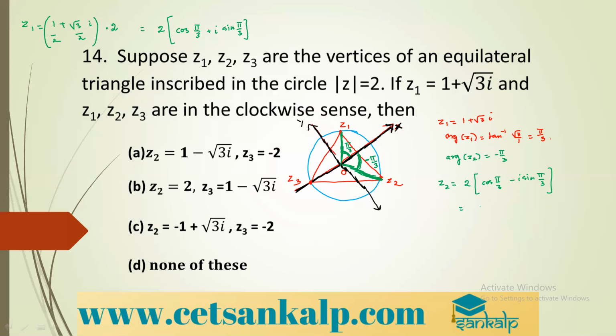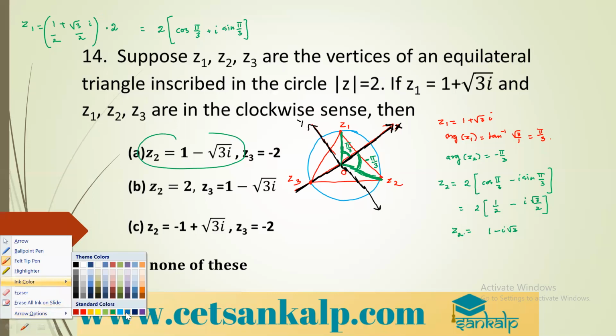That means this will be 2 into cos pi by 3, which is 1 by 2, minus i sin pi by 3, which is root 3 by 2. So when I multiply by 2, I will get 1 minus i root 3. This is what I wrote for Z2. So in the options, you see Z2 is 1 minus i root 3. This is what I got. If you want, you can find Z3 just to confirm. I will tell you how to find Z3.